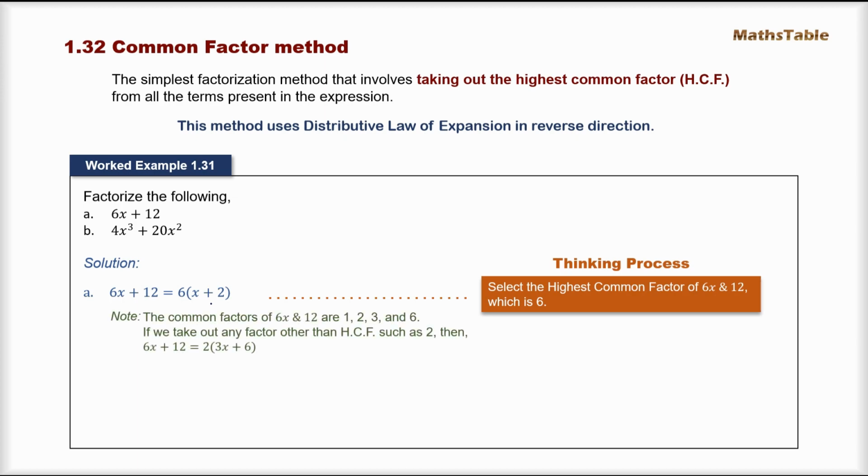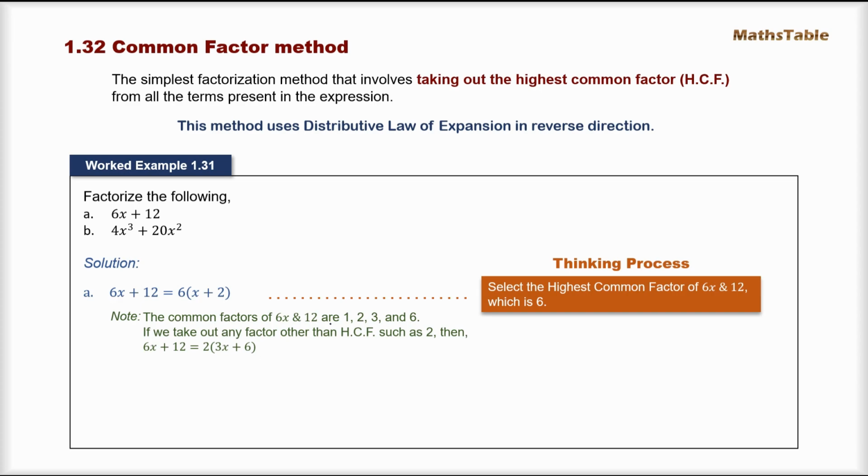Now why don't we select the other common factors of 6x and 12, such as 1, 2, 3? Suppose that we select 2 of these other factors and take 2 common out. We notice that the expression inside the brackets is not completely factorized, which is 3x plus 6. This expression still has a common factor 3 between the terms.